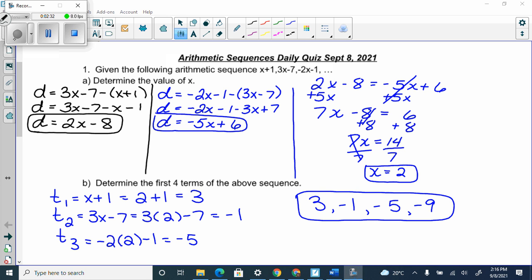But I need 4 terms, so I go, hey, 3 to negative 1, I subtracted 4. Negative 1 to negative 5, I subtracted 4. Negative 5 to negative 9, subtract 4. Okay, so keep that in mind.